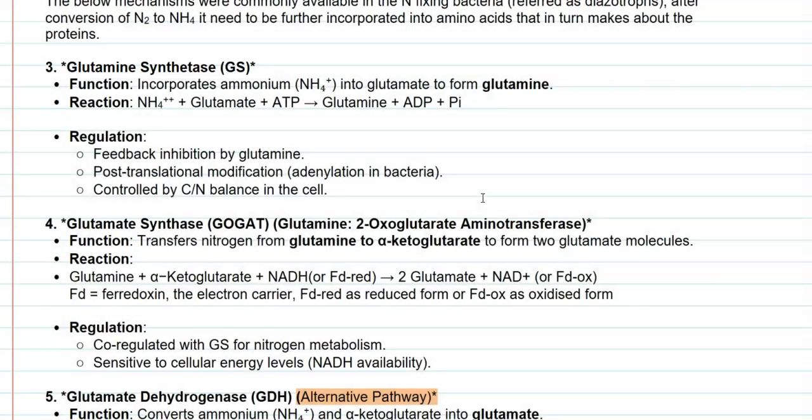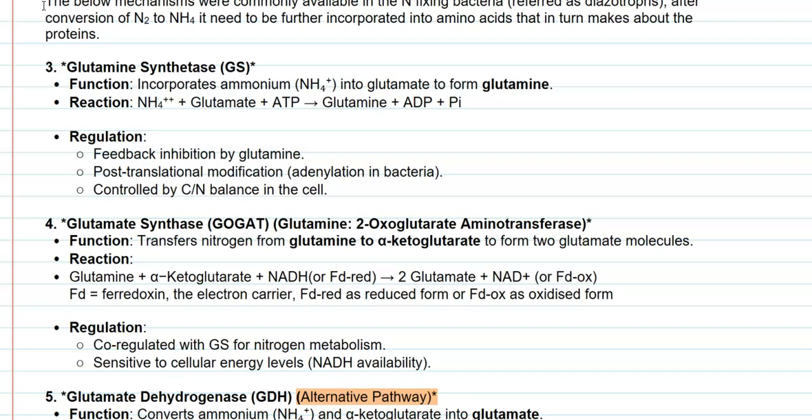Its main function is to incorporate the ammonium into glutamate, the amino acid, to form glutamine. How is this enzyme regulated? It is again mainly by feedback inhibition that could be initiated by glutamine, the final product of this enzyme. Apart from that, post-translational modification, mainly by adenylation in prokaryotic cells, could also regulate this enzyme's function.